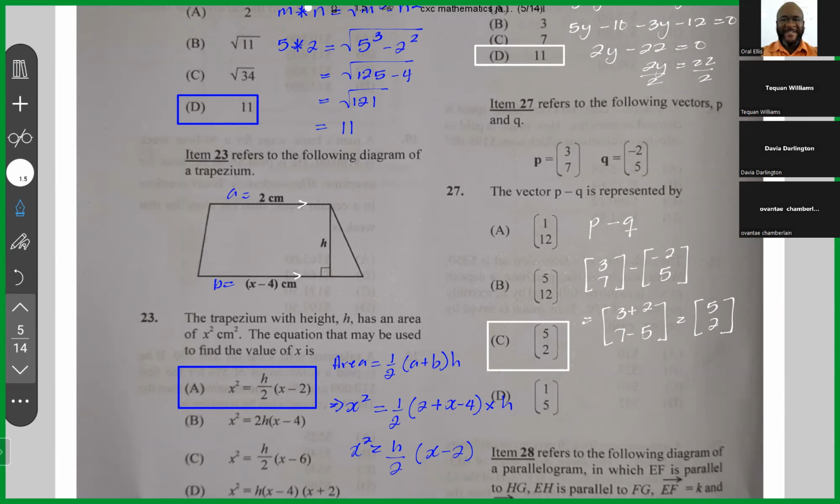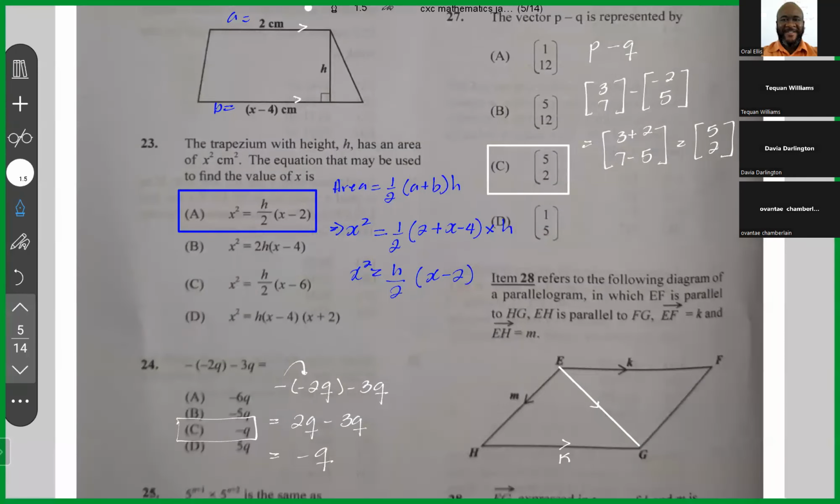So it's 3 minus minus 2. Minus minus is the same as saying plus. A negative times a negative is a positive. 3 plus 2 is 5. And 7 minus 5 is 2. This is an easy question. The answer is C.